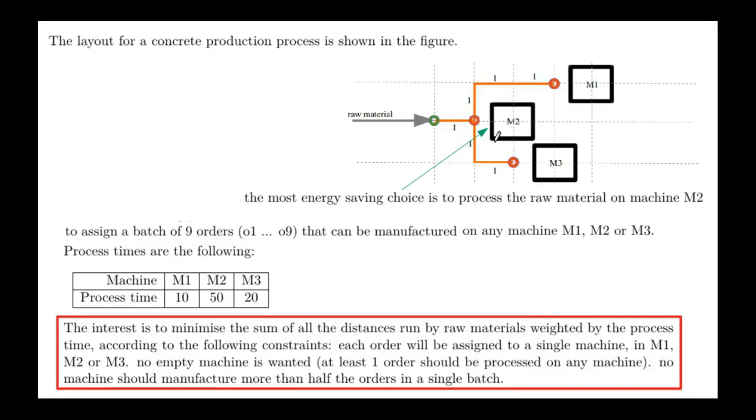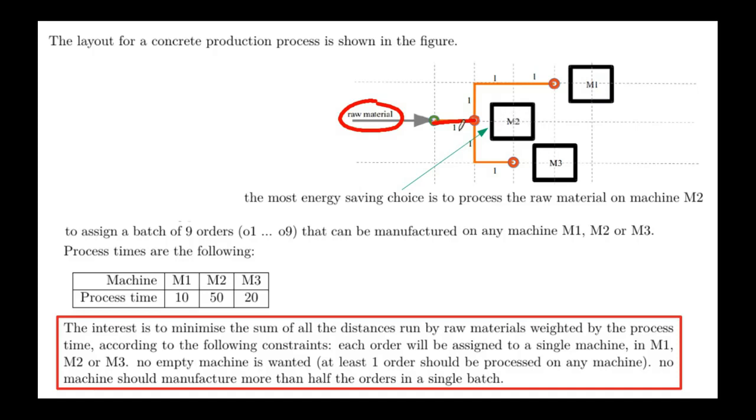Here we are, the layout for a concrete production process. You can see on the left the raw material arrival, and on the right 3 different machines. This raw material can be processed indistinctly by one of these 3 machines, so you can process the raw material by machine number 1, machine number 2, or machine number 3.